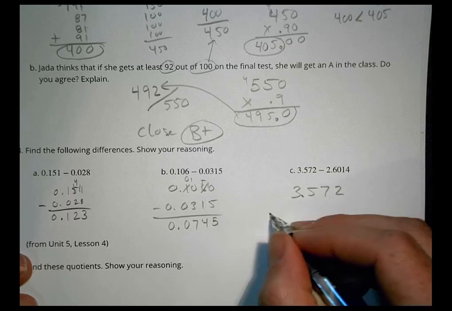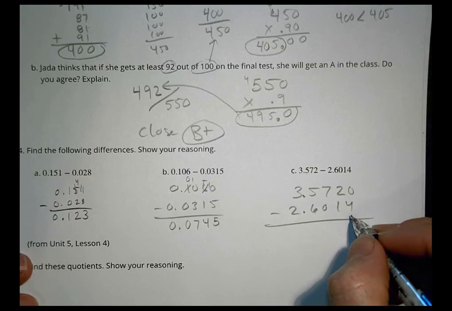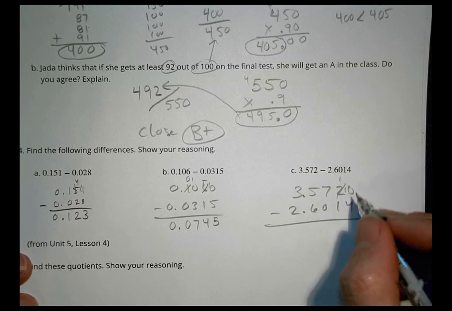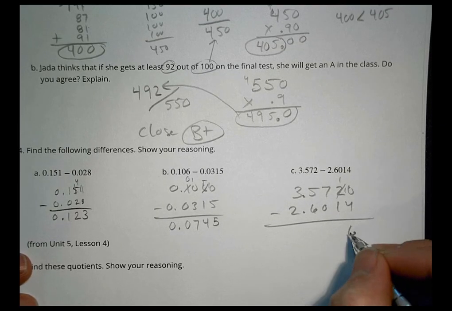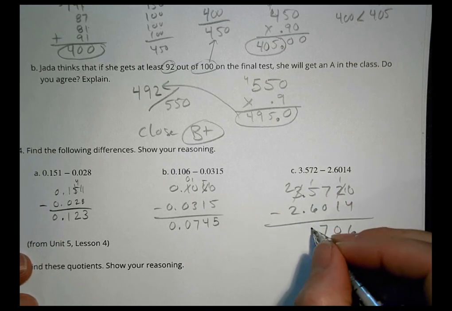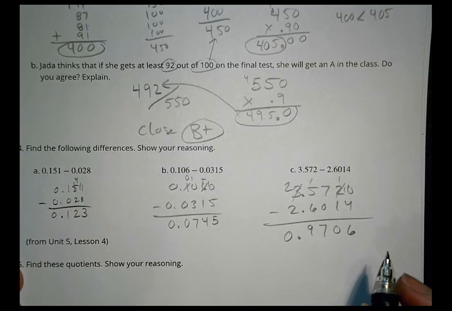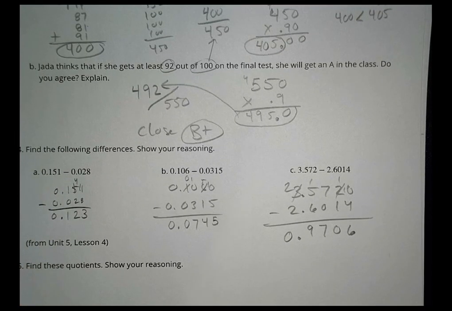And then finally, 3.572 minus 2.6014. 0 minus 4 I can't do, so I'm going to borrow. I have 10 minus 4 is 6. 1 minus 1 is 0. 7 minus 0, can't do that, I borrow. 15 minus 6 is 9. Decimal point, so we have 0.9706 there.